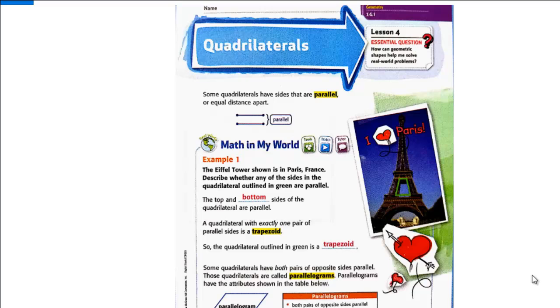Today, I will talk about a new lesson, but before we start, open your book to page number 851. Today's new lesson is called quadrilaterals. The objective of this lesson is that students will identify, describe, and classify quadrilaterals by their attributes.